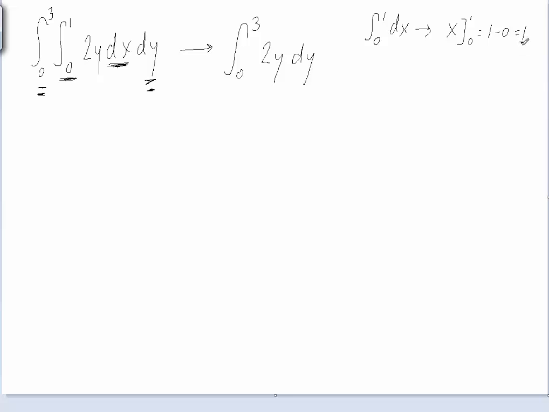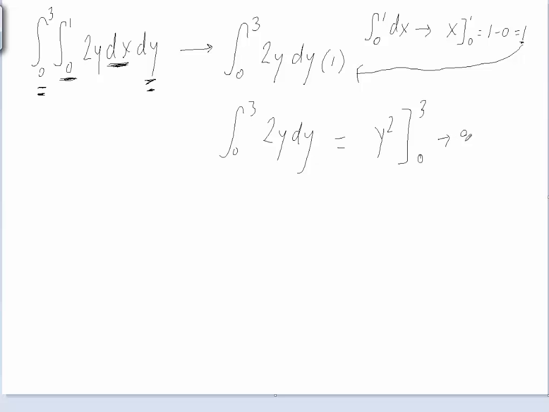This value then goes back into the outer integral, and we get the integral of 2y dy, which is y squared, evaluated from 3 to 0, which is simply 9 minus 0, or 9. So that's the solution to the double integral.